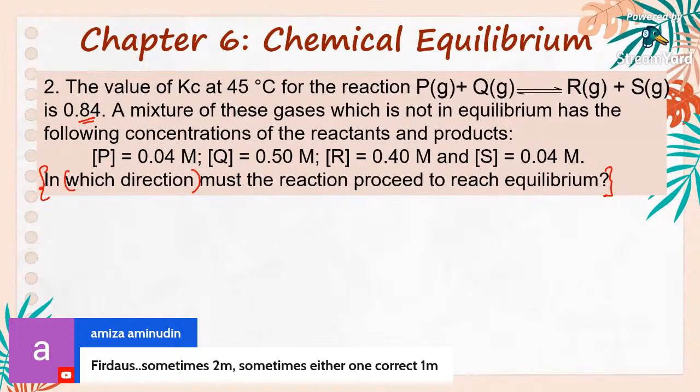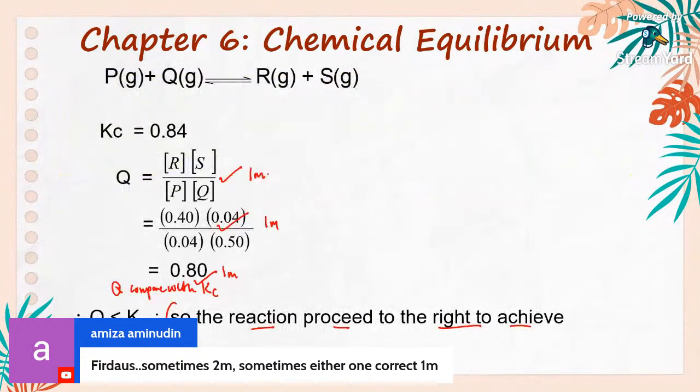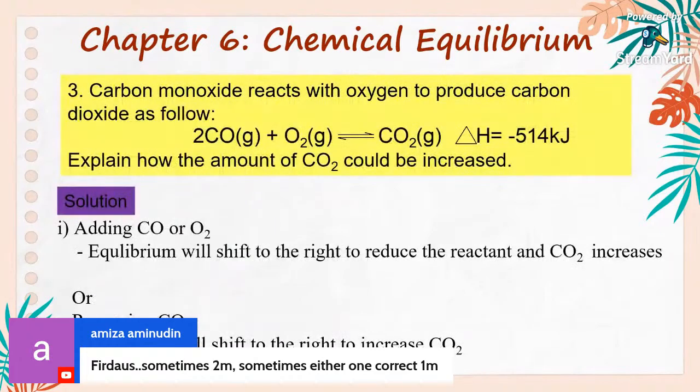Okay, so another type of question. Carbon monoxide reacts with oxygen to produce carbon dioxide as follows. So you're given the equation over here.